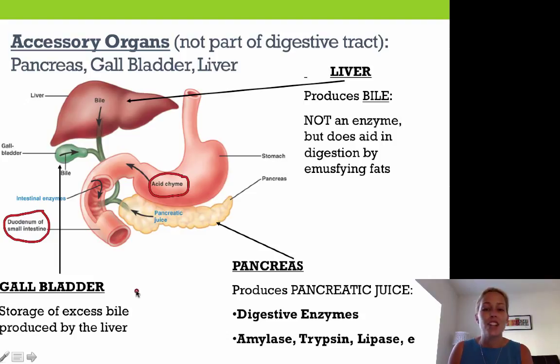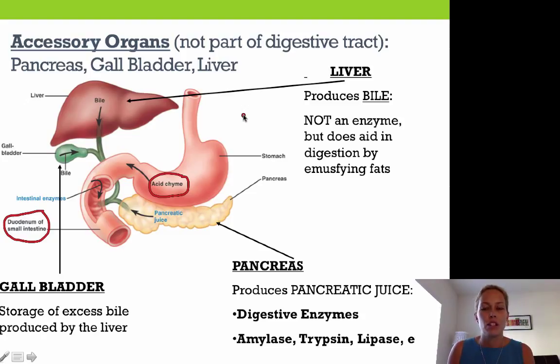And how does that digestion take place in the duodenum? Well, it takes place with the help of these three accessory organs: the pancreas, the gallbladder, and the liver. So the liver produces a substance called bile. It's not specifically an enzyme, but it's a substance that can emulsify fat. So it ends up breaking apart fat into very small droplets that can be broken down easier.